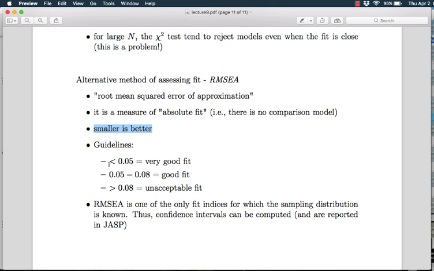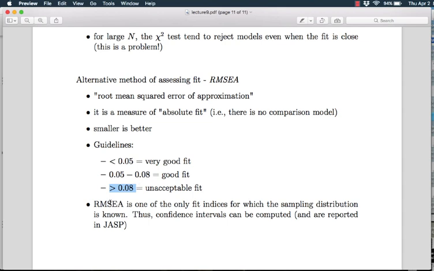And there are some guidelines that are published. If you have less than 0.05 for this RMSEA, that's typically considered a very good fit. If you have between 0.05 and 0.08, that's typically considered a good fit. Not a very good one, but a good enough. And then if you have bigger than 0.08, that is typically considered an unacceptable fit. So let's take a look at JASP here in just a second.